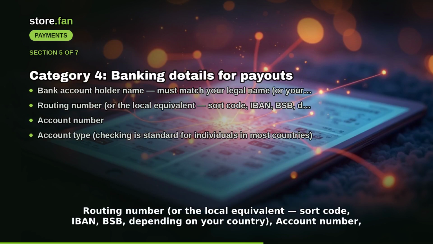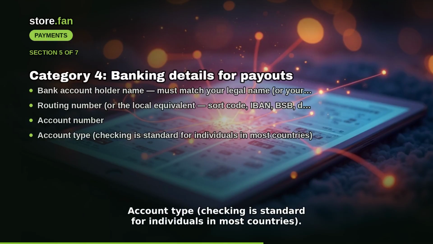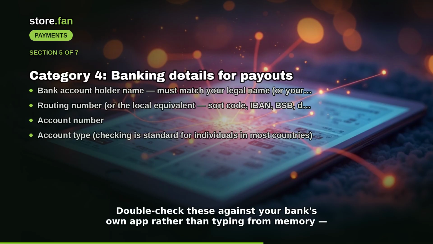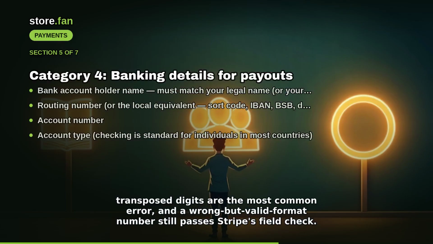Exactly. Routing number, or the local equivalent: sort code, IBAN, BSB, depending on your country. Account number, account type. Checking is standard for individuals in most countries. Double check these against your bank's own app rather than typing from memory. Transposed digits are the most common error, and a wrong but valid format number still passes Stripe's field check.